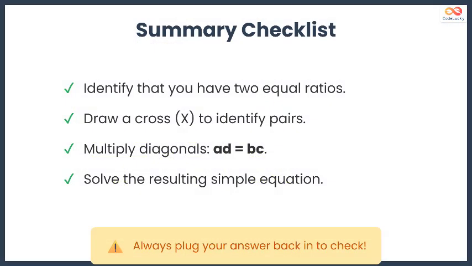To summarize, remember to identify your equal ratios, draw your cross, and use the formula ad equals bc. And always, be sure to plug your answer back into the original fraction to verify it makes a true statement.